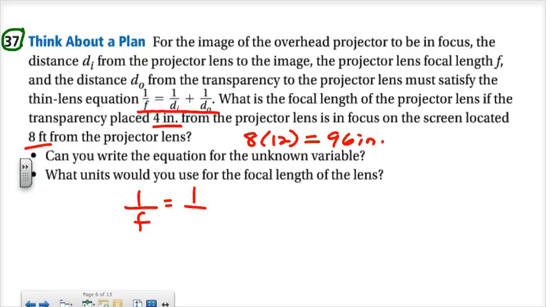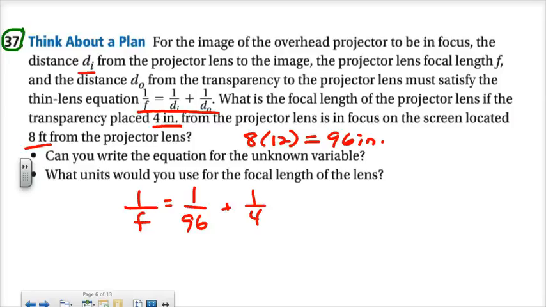And we need that d sub I, which is, in this case, remember we had the focus on the screen located 8 feet from the lens. And that's d sub I. So that's going to be the 96. And then the last piece would be the original right there.